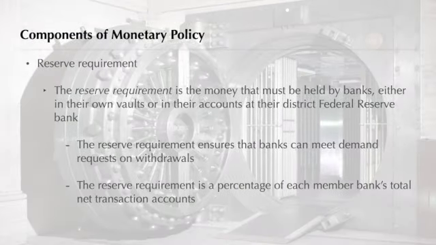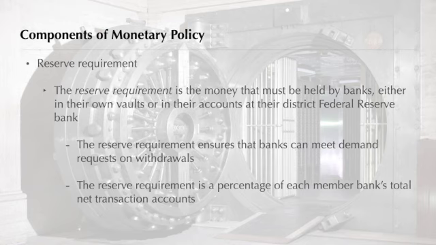A third part of the Fed's monetary policy is its reserve requirement. The reserve requirement is the money that must be held by banks either in their own vaults or in their accounts at the District Federal Reserve Bank. As you have learned, the reserve requirement ensures that banks can meet demand requests. The reserve requirement is a percentage of each member bank's total net transaction accounts. In other words, the Fed determines how much money is in transaction accounts at each member bank, and requires the bank to hold a percentage of that in total reserve.